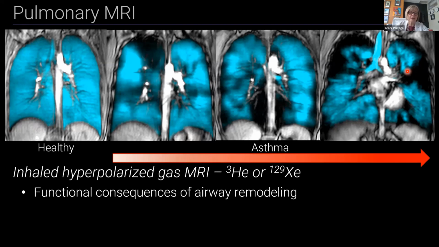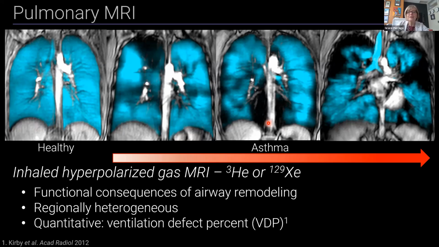We and others, including Dr. Wilde's lab, have interrogated these images quite aggressively. This regional heterogeneity in patients is something that hadn't been seen before. And you can quantify, and this is important, these dark holes where there is no gas as the ventilation defect percent. That's the ratio of the volume of the lung that does not receive that fresh gas, normalized to the volume of the whole lung.